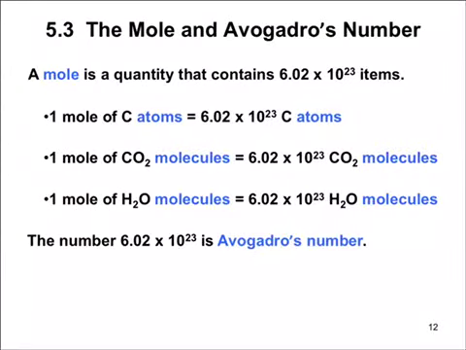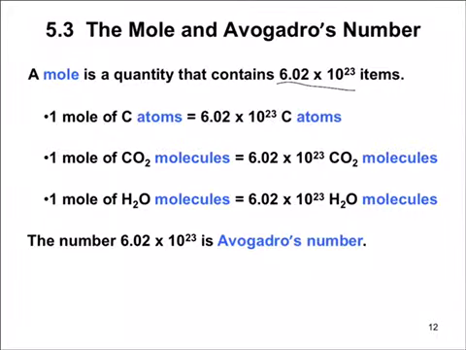All right, let's talk about the mole and Avogadro's number. We already kind of touched on that in the lab this past week. A mole is simply a unit of measurement of counting, and it contains 6.02 times 10 to the 23rd items, okay? Like a dozen. If I've got a dozen eggs, it's 12 eggs. If I've got a dozen chickens, it's 12 chickens. If I've got a dozen donuts, it's 12 donuts.